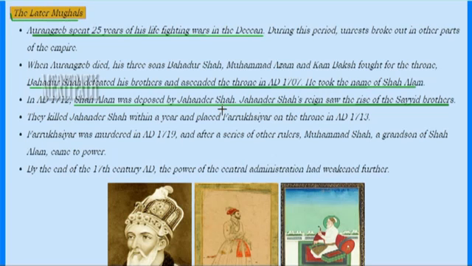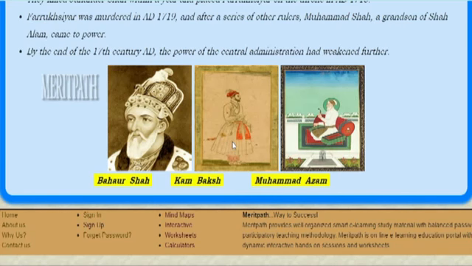This Shah Alam was later deposed by Jahandar Shah, and then Jahandar Shah started ruling, and he saw the rise of the Sayyid brothers. These Sayyid brothers killed Jahandar Shah, and then they placed Farrukhsiyar on the throne in 1713. Then in 1719 Farrukhsiyar was murdered, and Muhammad Shah, the grandson of Shah Alam, came into power. So by the end of the 17th century AD, the central administration had weakened further. This is the image of Bahadur Shah, this is Kambaksh, and this is Muhammad Azam.